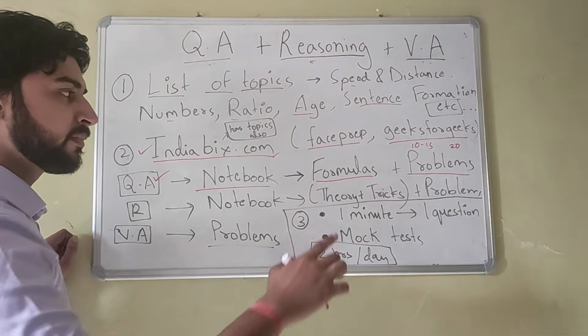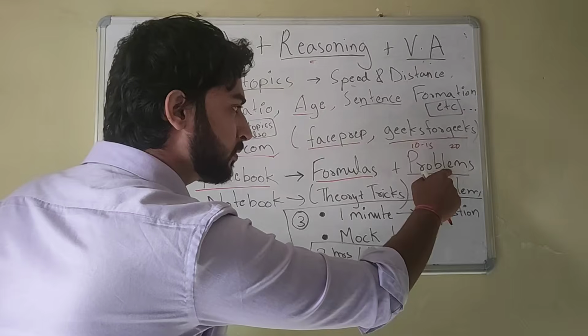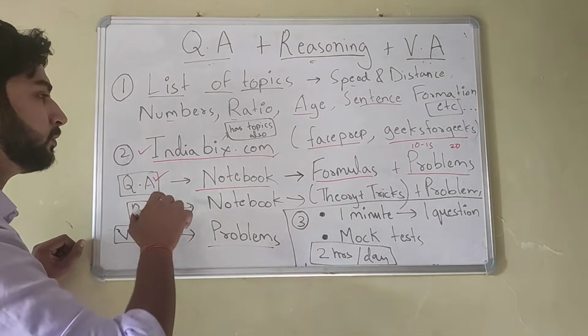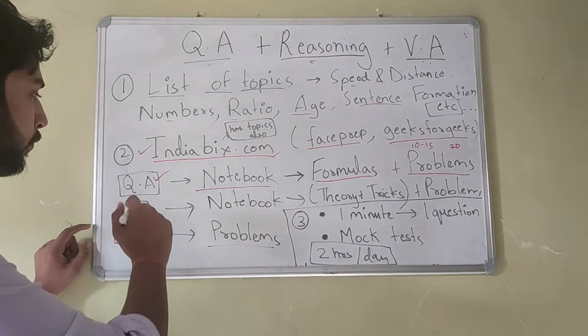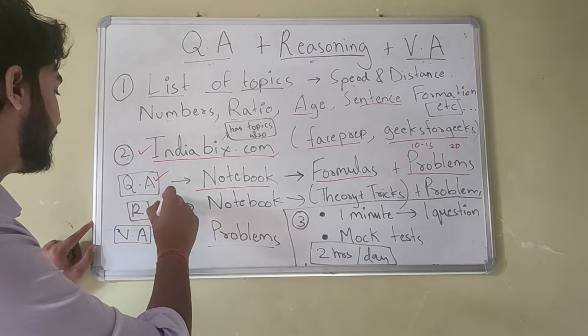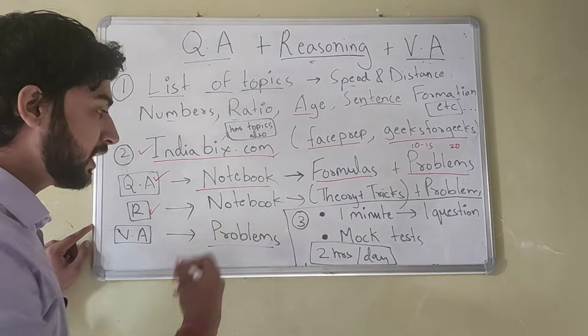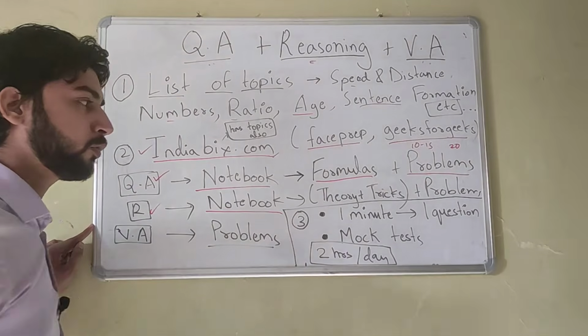For each topic, write down the formulas and practice 10 to 15 problems. That's quantitative aptitude for each topic, okay? Once you're done with QA, move on to reasoning. For reasoning, again, have a notebook or a Google Doc, whatever it is.